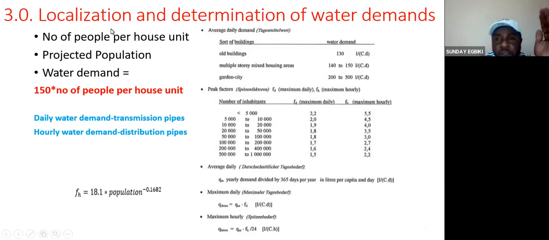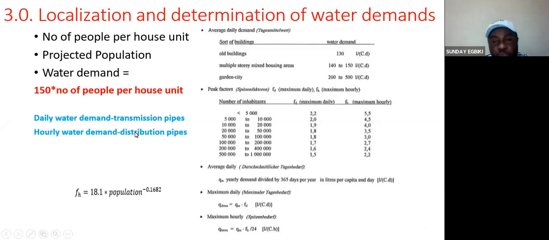For old buildings, you can use about 113 liters per capita per day. Then for a new city, you can use about 115 liters per capita per day. If one person is consuming 115 liters per capita per day, and you have 100 people in that estate, the total water demand is going to be 115 times 100. That will be the total water demand. Now, when you have that total water demand, you will go further to estimate what we call the daily water demand and the hourly water demand.